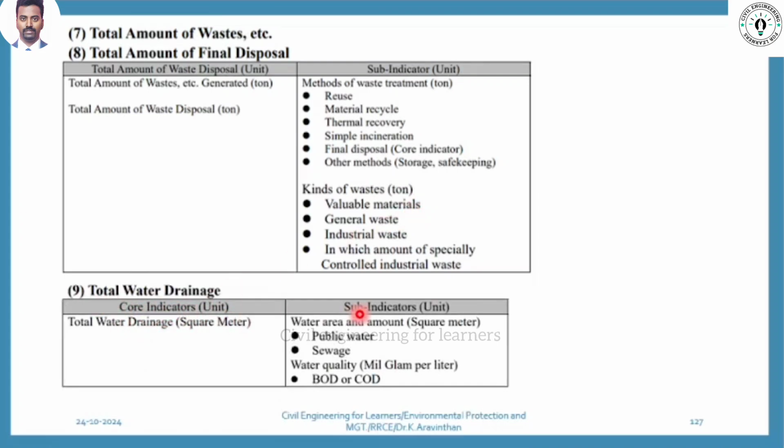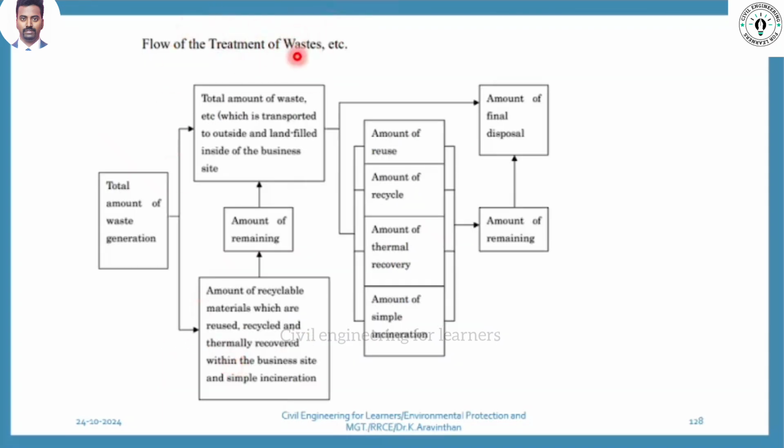After consuming water, what do they get? They get effluent. Effluent will be disposed in sewage. BOD and COD are measured in milligrams per liter. So total water drainage per square meter. So this is the flow of treatment of waste.